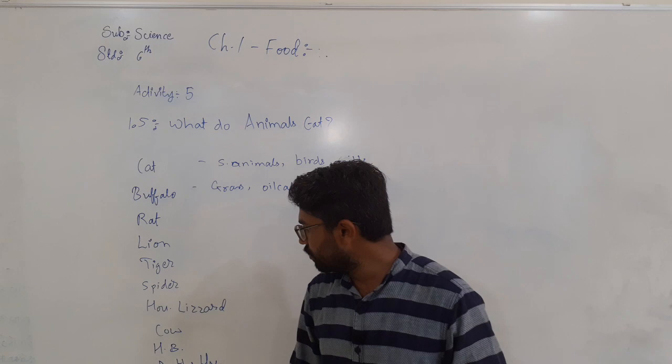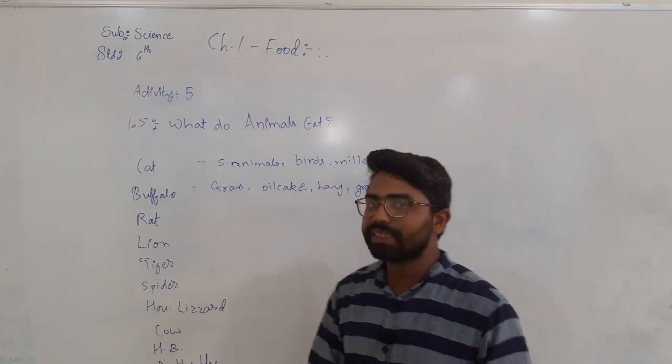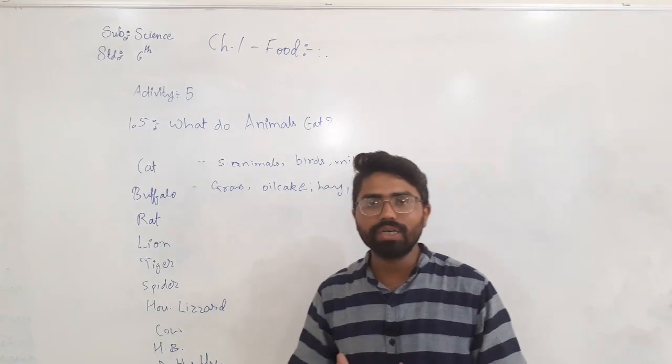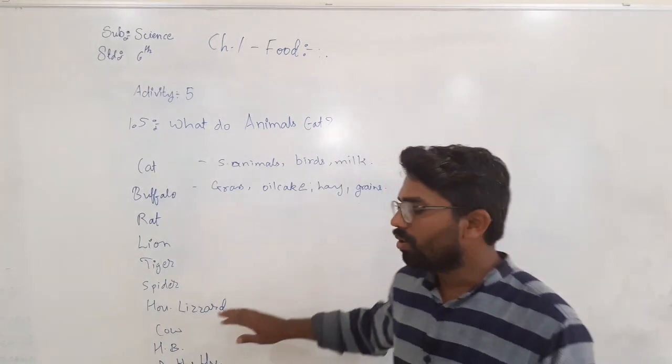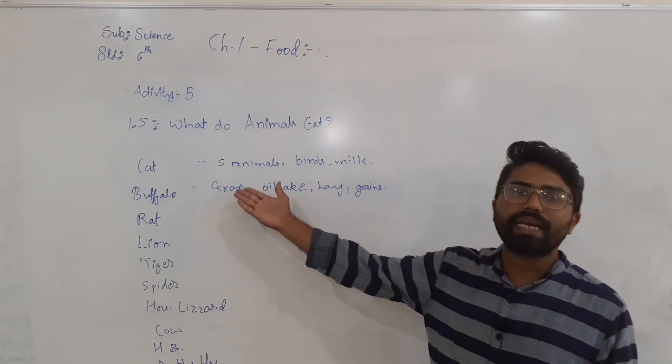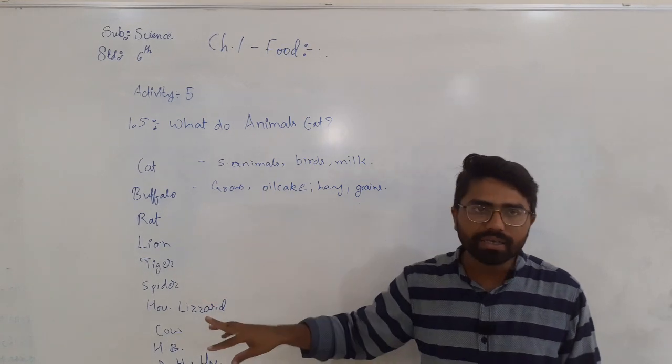Then comes the house lizard. That is seen in our homes only, okay. That lizard eats insects. Then comes the cow, which eats like a buffalo. Both of their diets are the same.